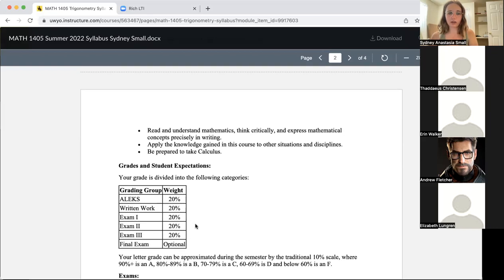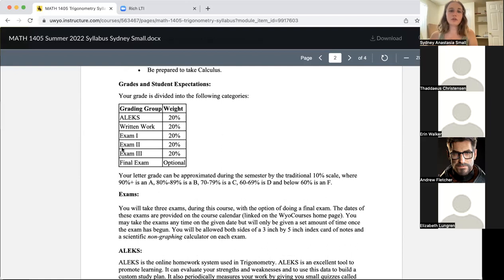Okay, I will skip goals of Math 405. You all can read that later. But grades and student expectations, grades are fairly simple. Your work in Alex will be 20% of your grade, and I'll explain how that breaks down in a minute. Your written work, which there will be a written homework once a week, that will be 20% of your grade.